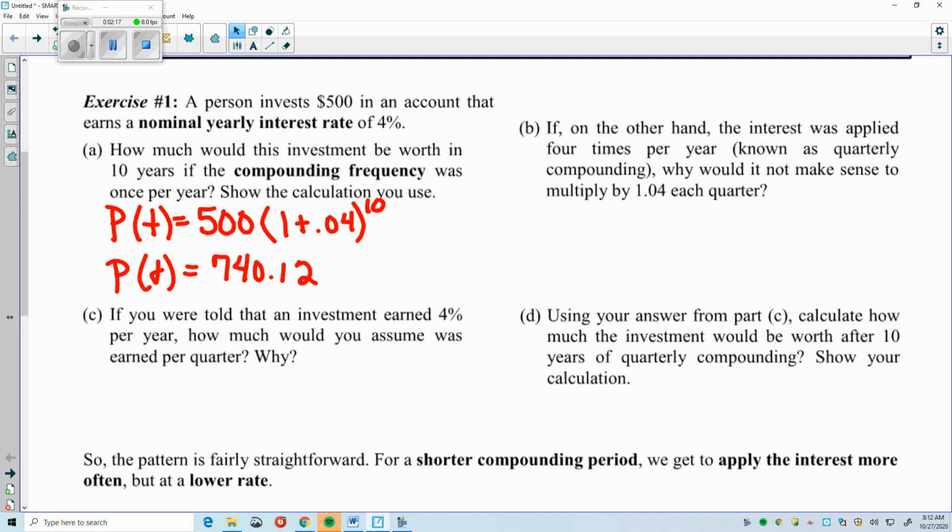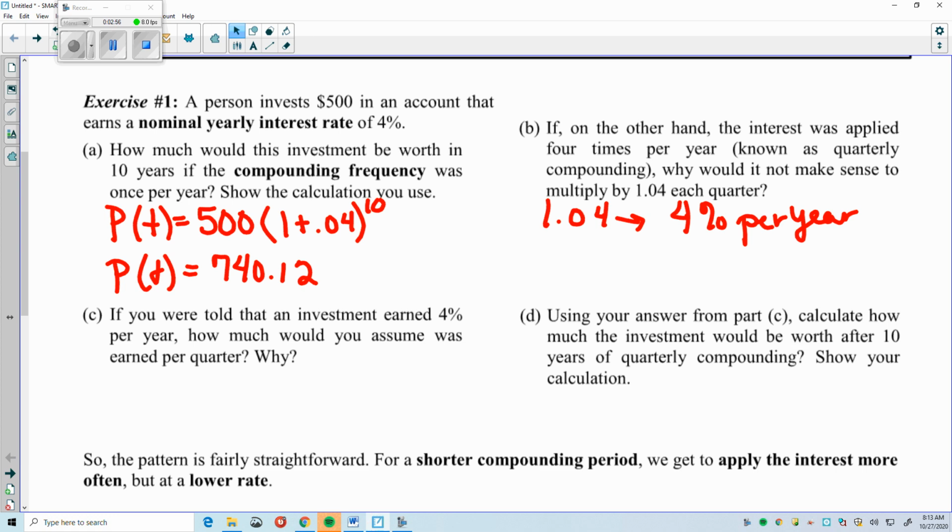If, on the other hand, the interest is applied 4 times per year, known as quarterly compounding, why would it not make sense to multiply by 1.04 each quarter? All right, so we have to think about this. This 1.04 is telling you 4% per year. If this was per quarter, it would have to be way more. This is only per year, but we wanted to do it compounded quarterly, so we should have something way bigger than that.